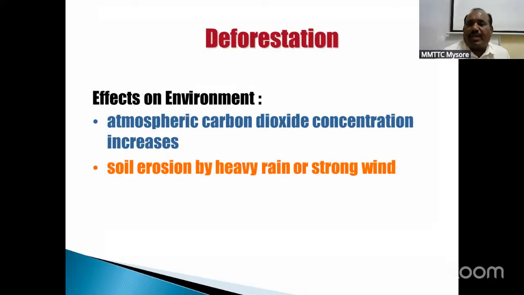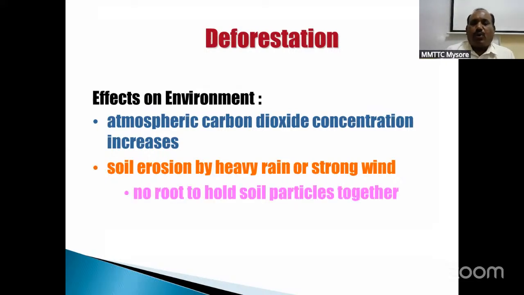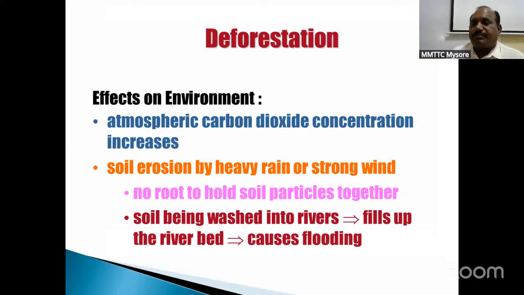Soil erosion by heavy rain or strong wind: there are no roots to hold the soil particles together. Soil is washed into the rivers, which fills up the riverbed and causes floods. So soil is washed out into the rivers because there is no root holding capacity, that means no forest areas, and it accumulates in the riverbed and causes more flooding.